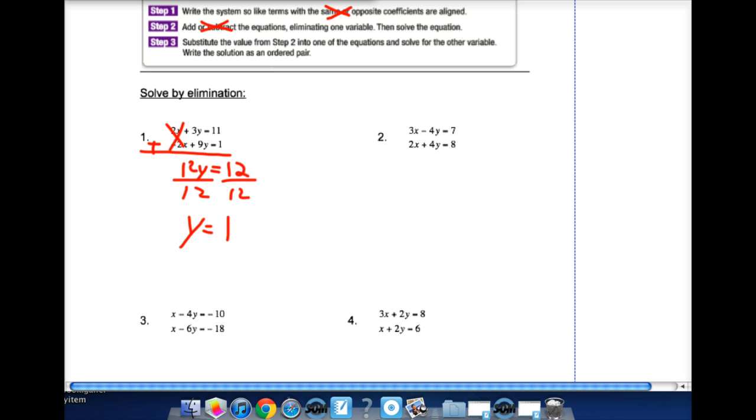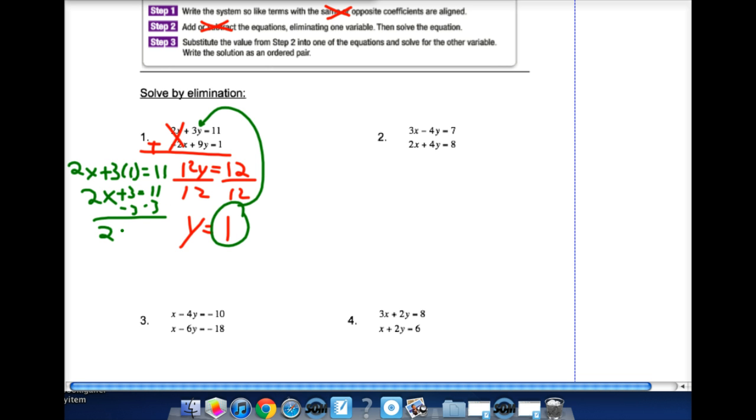Now, this you got two choices here, McNulty. Take what y equals, 1, and substitute it into either equation. It doesn't matter which one. This first one seems like a little bit smaller number, so I'm going to use that one. I'm going to take 1, and I'm going to put it right there in for y. So 2x plus 3 times 1 will equal 11. 2x plus 3 equals 11.